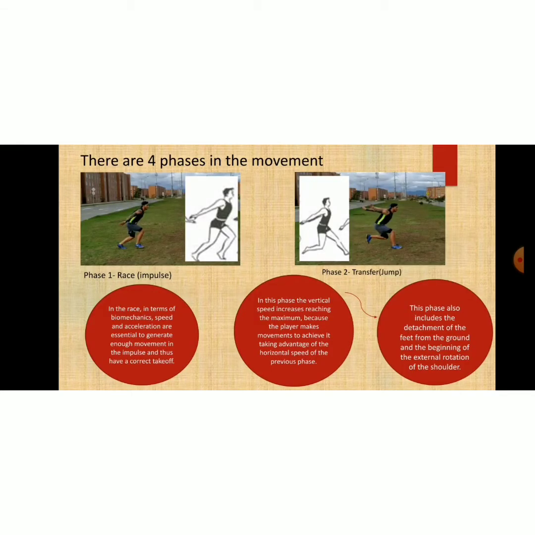There are four paces in the movement. Pace 1. Rise. Speed and acceleration are essential to generate sufficient movement in the impulse and to have a correct takeoff. Pace 2. Transfer. The vertical speed increases until reaching the maximum, taking advantage of the horizontal speed of the previous pace, including detachment of the feet from the ground and bending with external rotation of the shoulder.